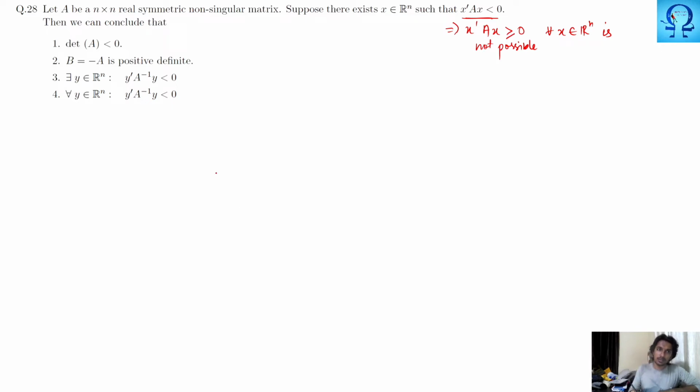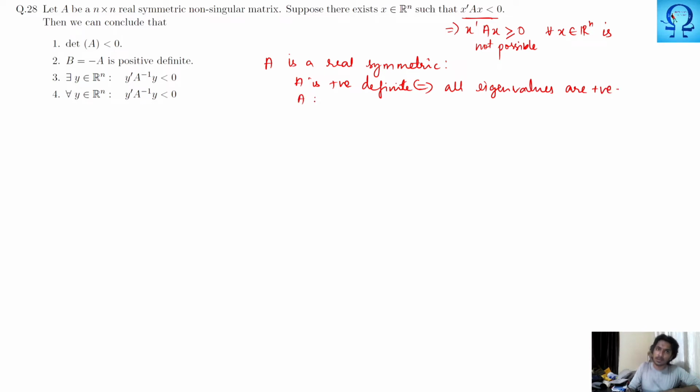Now, what can we conclude? This is what the basic question is. Let me give you some results which may be useful for problems of this kind. If A is a real symmetric matrix, then A is positive definite if and only if all eigenvalues are positive. A is said to be negative definite if all the eigenvalues are negative.